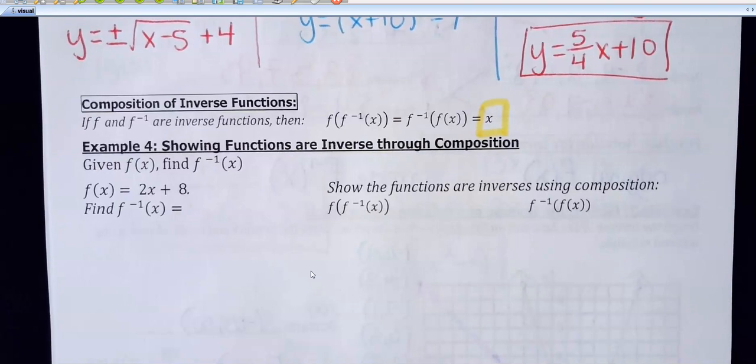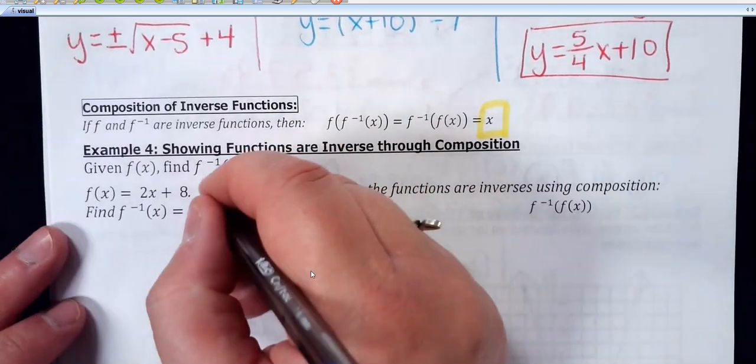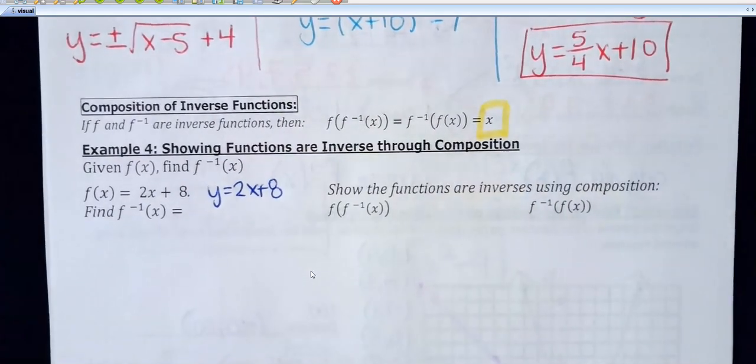So I'm going to show you how this works, and this is kind of like a proof. You're not writing out steps like you would have in geometry for a proof, but you're just doing an algebraic proof for inverses in this question here. So I give you the function. It's 2x plus 8. So I'm just going to rewrite that really quick as y equals 2x plus 8 to make it a little bit easier for me to do the algebra to find the inverse.